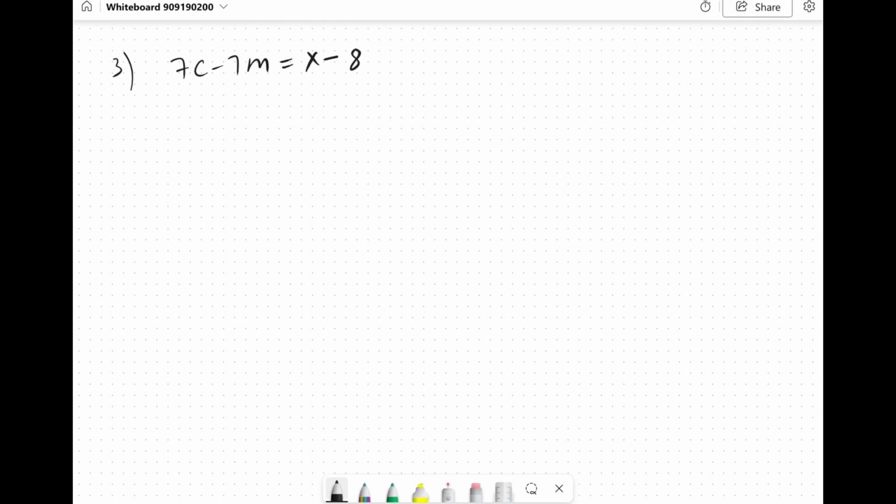Here's your example number 3. We're asked to get the c by itself. So remember the steps: distribute, then remove addition and subtraction, then remove multiplication and division. There is no distributing here. However, to get the c by itself, you have to remove this 7, which is attached to c through multiplication, and that comes last. You also have minus 7m that is attached to c through subtraction, and we have to take care of that first.